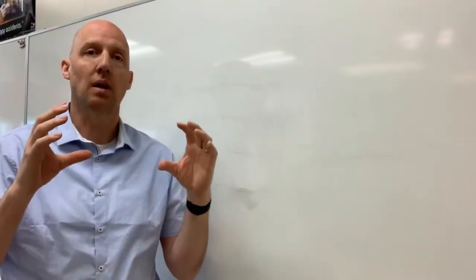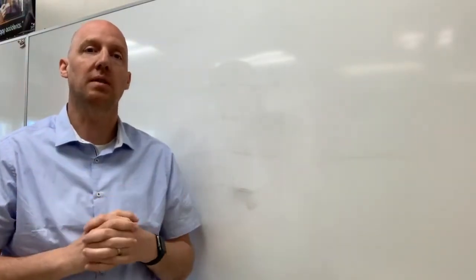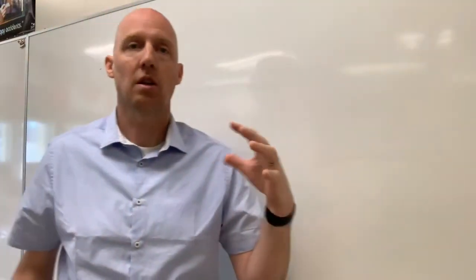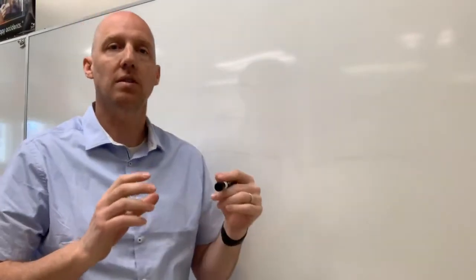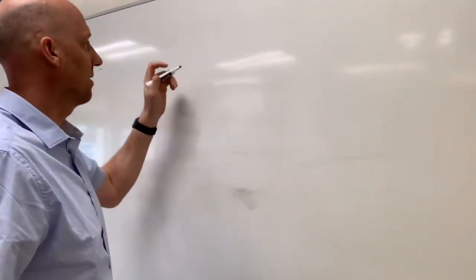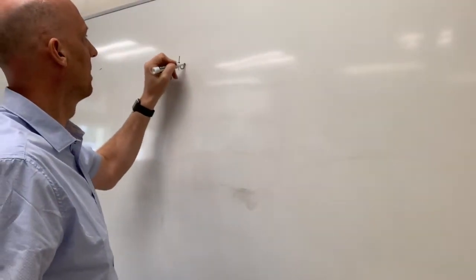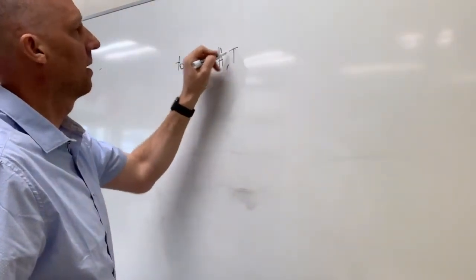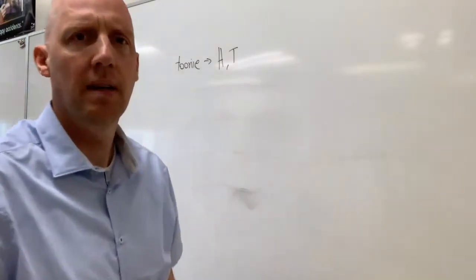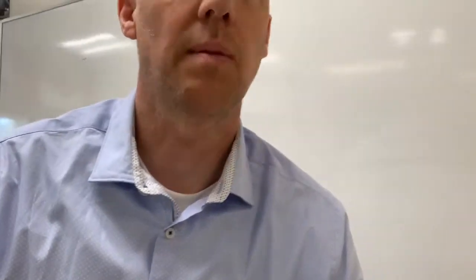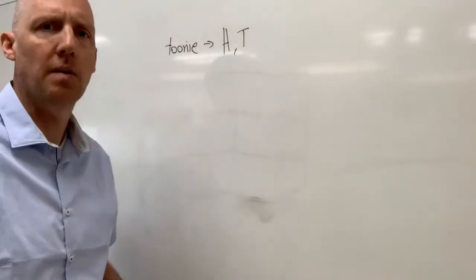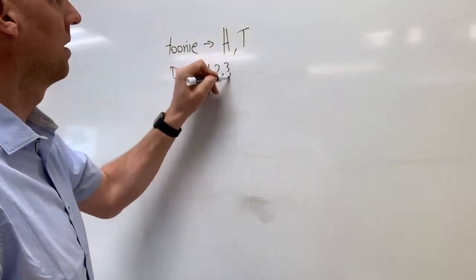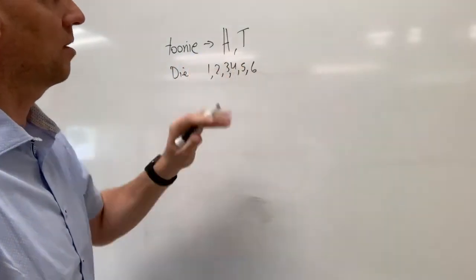So we want to be able to organize the possible outcomes in a uniform way. Okay, so we're going to do that. I'm going to show you 3 different ways. First, let's use this for an example. We're going to have a toonie. Okay, possible outcomes with a toonie. Heads or tails. Hopefully we can see what I'm putting there. Heads or tails are our possible outcomes. And then we have a die. Okay, we have 1, 2, 3, 4, 5, and 6 as possible outcomes.